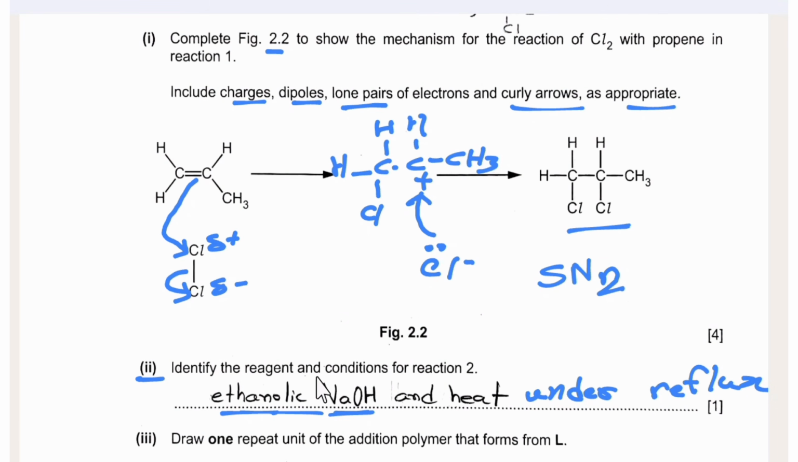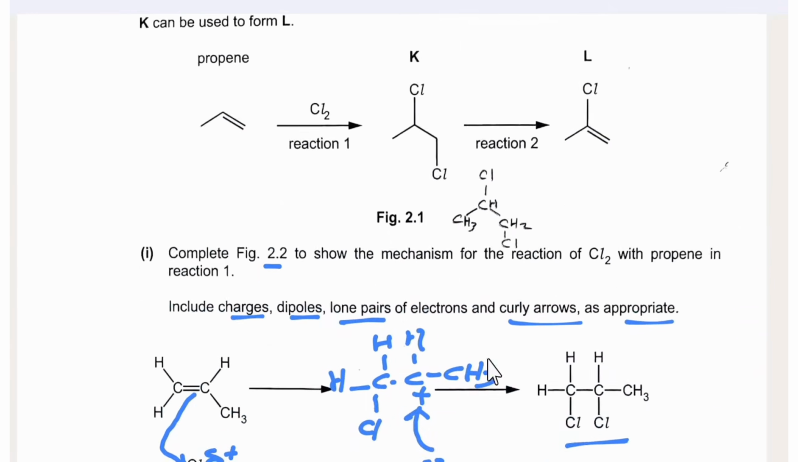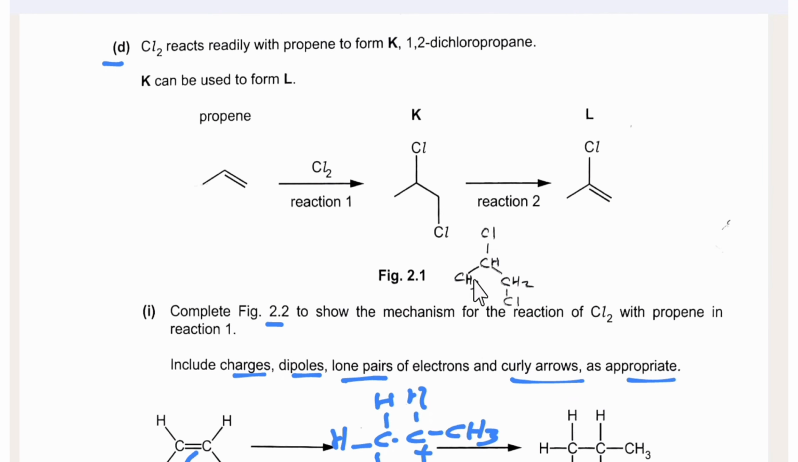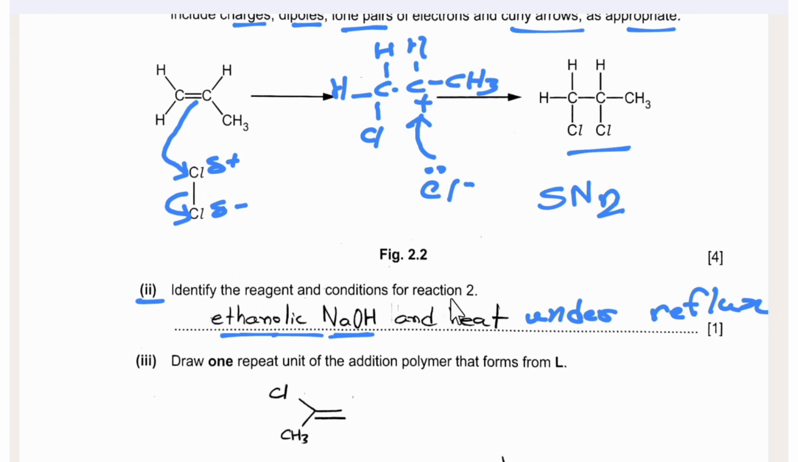Part 2. Identify the reagent and the condition for reaction 2. For reaction 2, we can see that this molecule is converted to this molecule containing the double bond. Hydrogen is removed, chlorine is removed from this carbon, and the double bond is formed. So this is an example of an elimination reaction. Elimination occurs in the presence of ethanolic sodium hydroxide and heat. If there were aqueous sodium hydroxide, then nucleophilic substitution would occur. But for now, this is an elimination reaction.